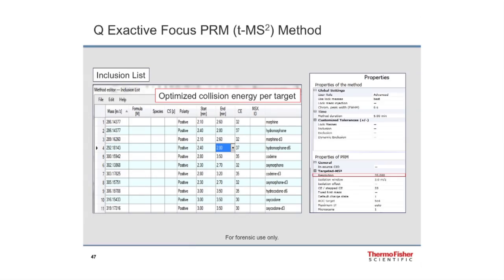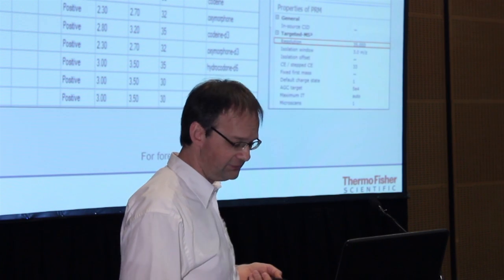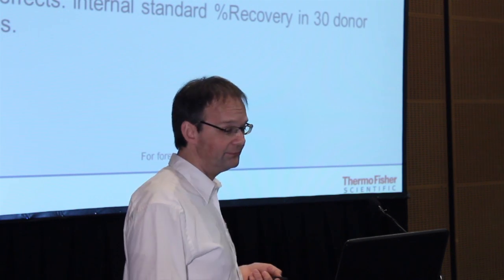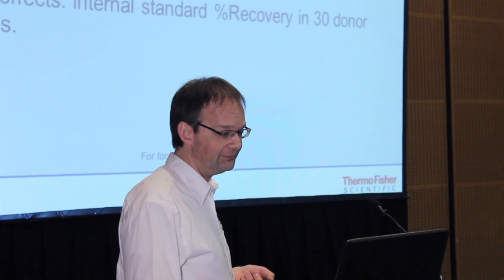This is what such a method looks like. We have an inclusion list with certain parameters like the retention time, like the collision energy, like the polarity, in this case only positive, but we could do it negatively as well. It's an easy setup. You don't have to think about many parameters here. And so we have a wide calibration range, 2 to 5,000 nanogram per milliliter, a couple of QC samples.